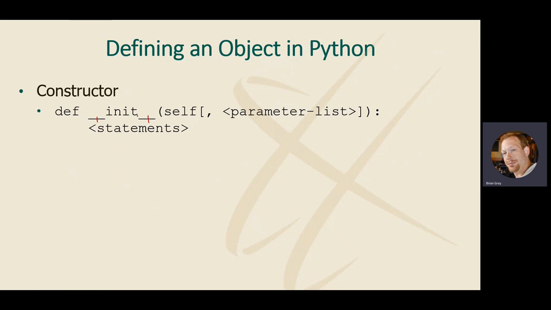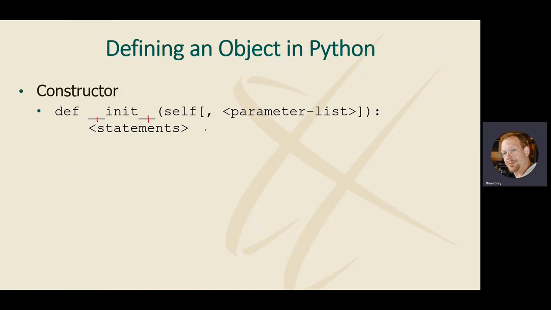And then a parenthesis, self, and then if our constructor takes any parameters, we'll put a comma, and then the list of parameters, just like we would do with a function. Remember, constructor is a type of method, a special type of method, and methods behave very similarly to functions. And then we can close off our parameters, put a colon, and then write the code that goes in the constructor. And any arbitrary code can go in there.